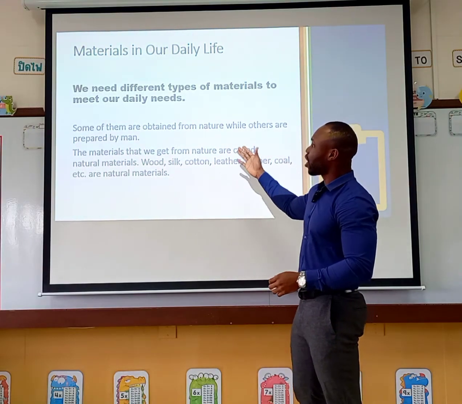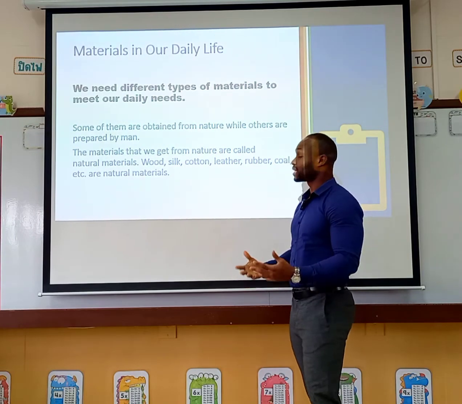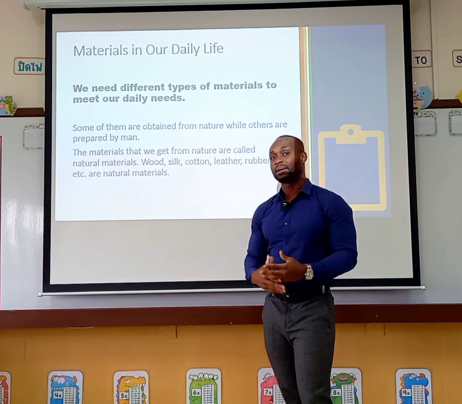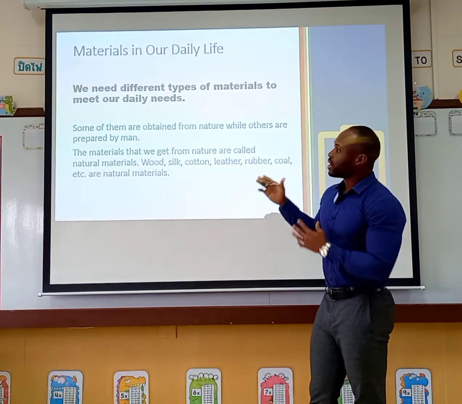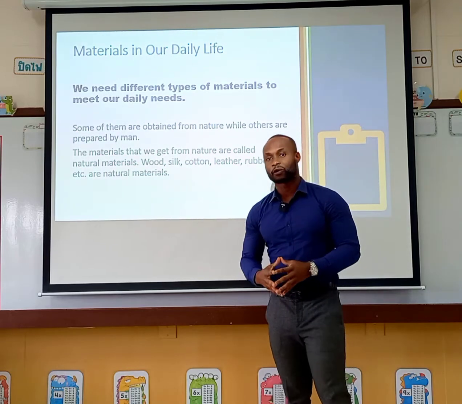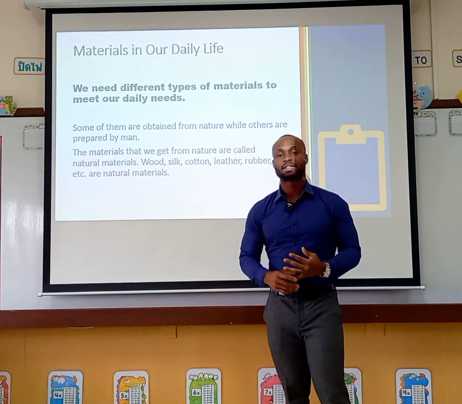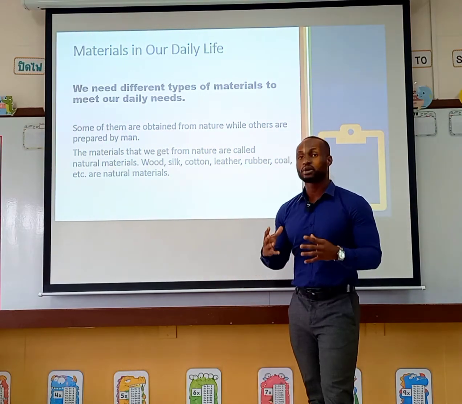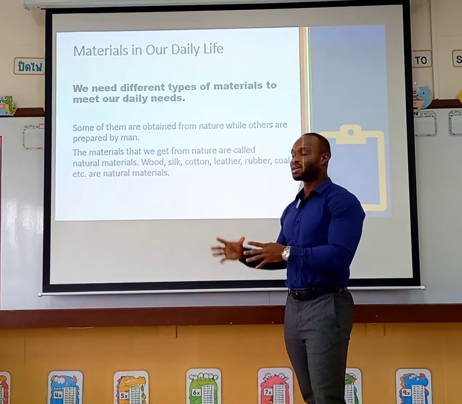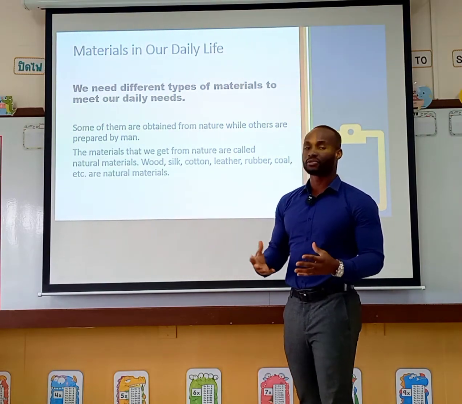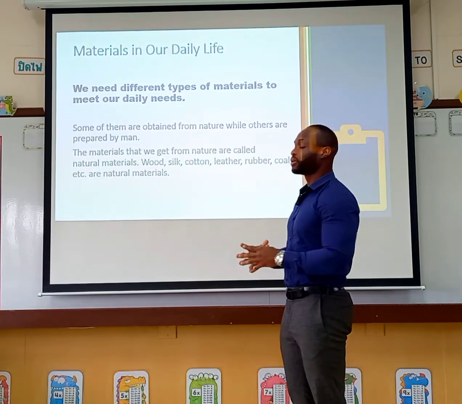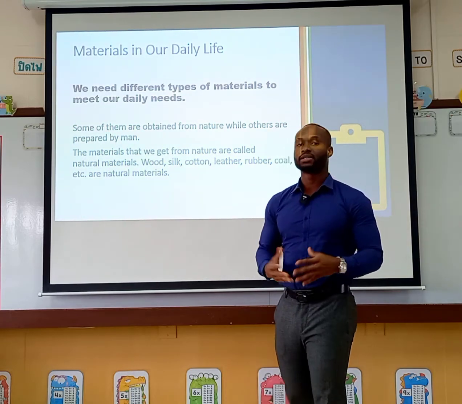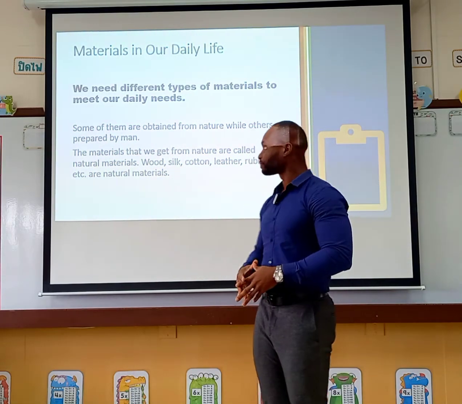Some of them are obtained from nature, okay, while others are artificial, man-made, okay? They're made by man, all right? And the materials that we get from nature, of course, are wood, silk, cotton, leather, rubber, and coal. There are so many of them, okay? So all these are examples of natural materials, okay? And artificial materials are made by man, such as book, table, chair, etc.